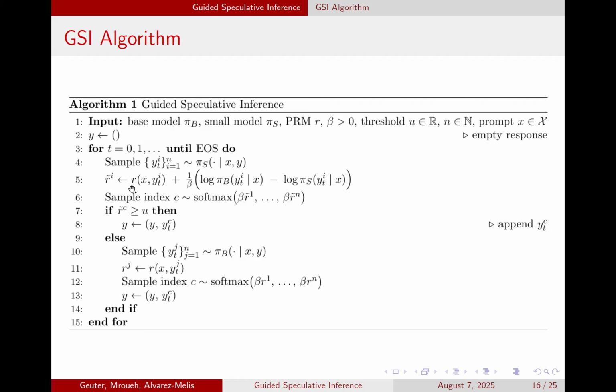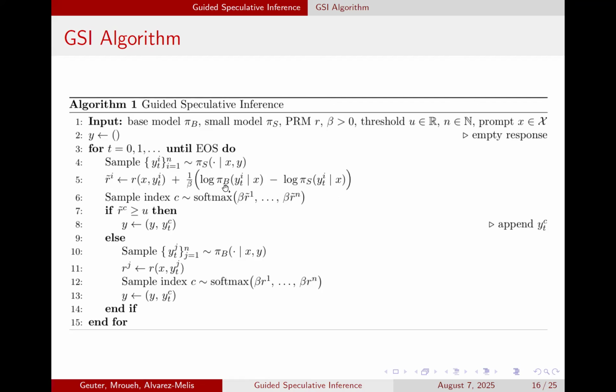We compute these tilted rewards. So this is different from the last slide. Here, this is divided by beta. So now the tilted reward is R plus 1 over beta times this log ratio. And then the beta shows up here again. Yeah, so we compute the tilted rewards for the reasoning steps generated from the small model. We compute the tilted rewards using the reward model and also using the big model.